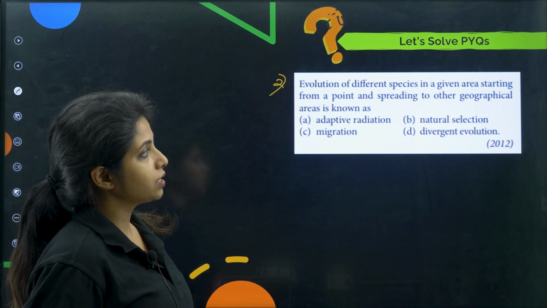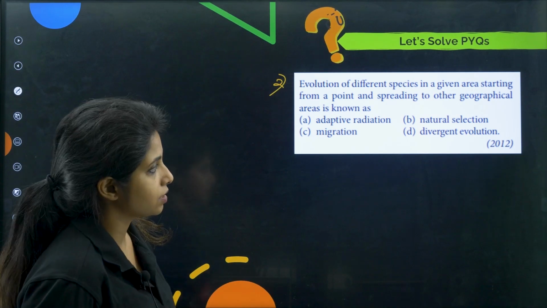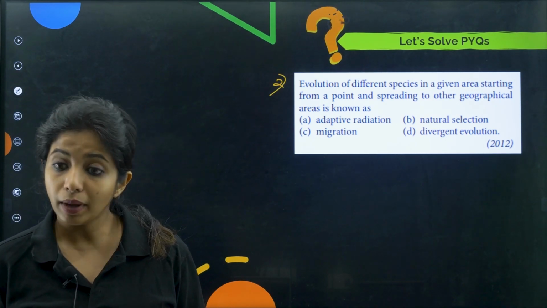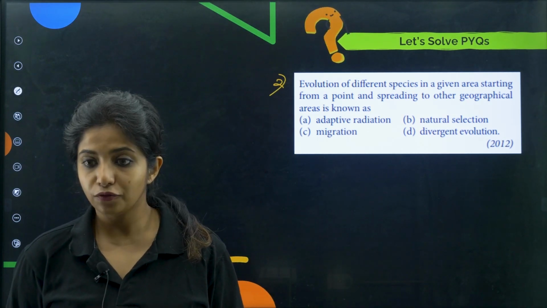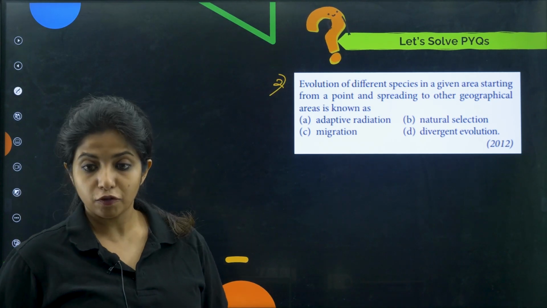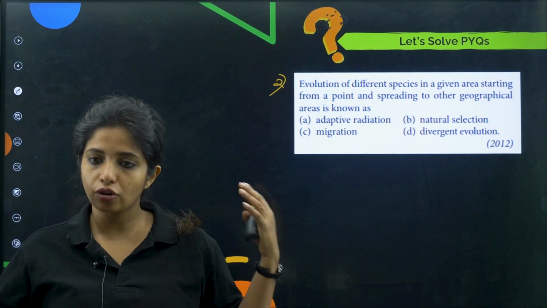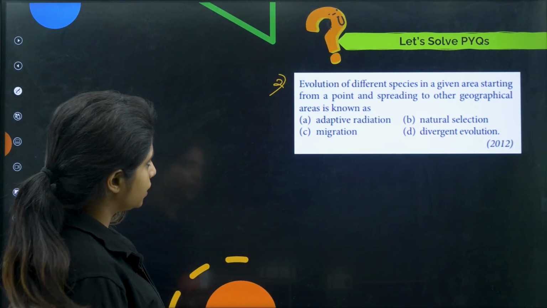Evolution of different species in a given area starting from a point and spreading to other geographical areas is known as adaptive radiation, natural selection, migration, or divergent evolution. When evolution of different species is happening starting from a given area, particularly from a point, and then moving on to different areas in a geographical region, what do you call this? Okay, tell me the answer.